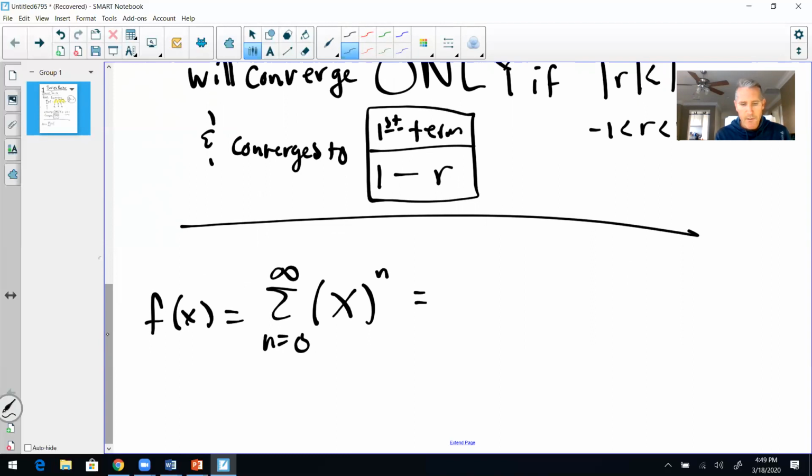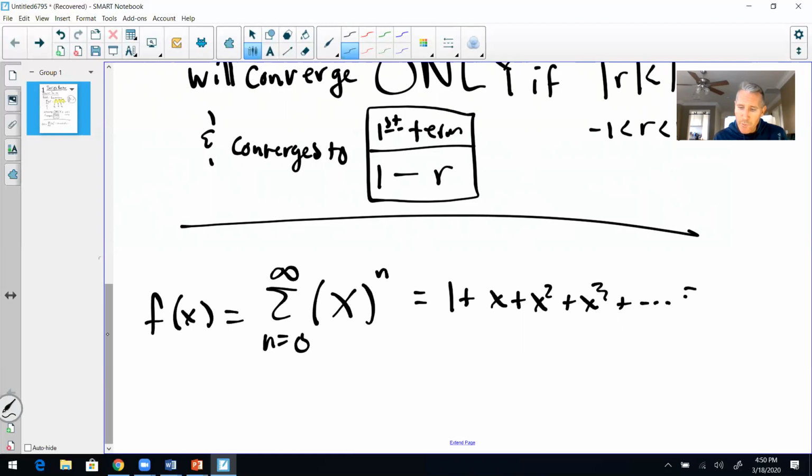Well, this is when n is equal to 0, we have x to the 0th, which is just 1, plus x squared, plus x cubed, plus dot, dot, dot, right? So it's the same thing, only instead of us having an r in there, we have x. So we have a variable that might vary a little bit, right? Hopefully between -1 and 1, because that would give us that this converges. So what would that converge to?